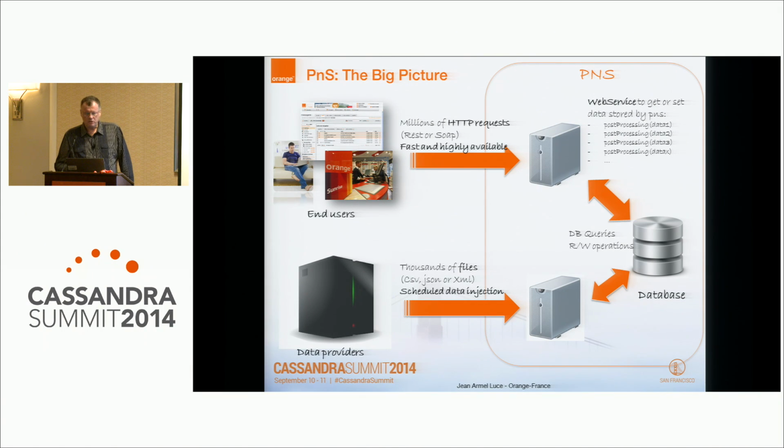Here is a big picture of our application. On the bottom left of this picture, you can see many data providers who send every day many files to our platform. And as soon as we receive those files, we inject the data in the PNS database. And on the top left, you can see a lot of users who send a lot of HTTP requests for querying or updating the data. We have daily peaks at 15,000 queries per second. Those queries are received in web servers. The web servers send the query to the database and return the result to the PNS users.